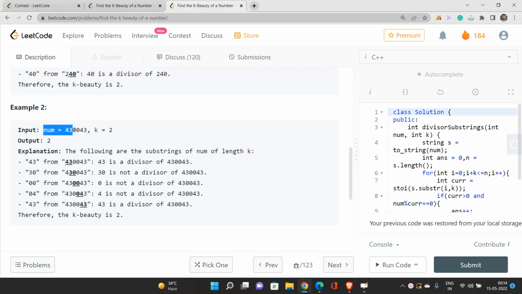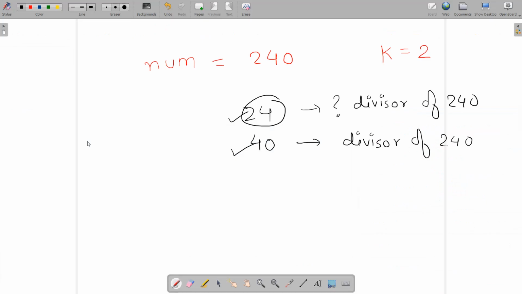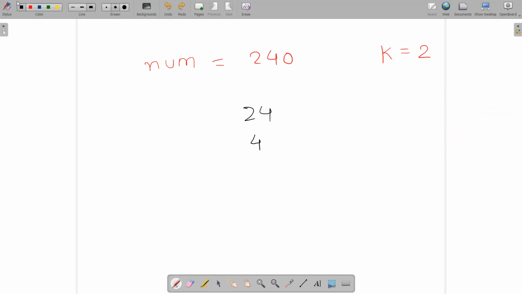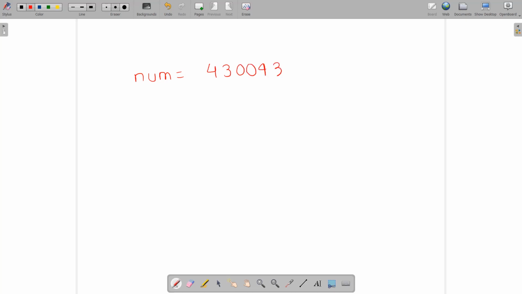Now consider another example and understand. So num is 430043 and here k is 2. We are going to consider every substring of length 2. So we have 43, then 30. Now again we have 00. Again we have 04.